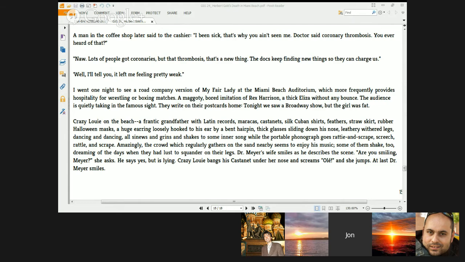So, it's very important that it's a road company version, because that means it's the cheap, gaudy, flashy version. It's not the nice Broadway version. So everything about Miami Beach is kind of cheap, flashy, ostentatious, and it all seems to be a big distraction from the big thing, which is death, isolation, madness. This is my theory, of course, I could be wrong: everyone seems to be filling up their time with meaningless stuff. So I think it's important that he says it's a road version of My Fair Lady. And the girl was fat. Audrey Hepburn was not exactly fat.